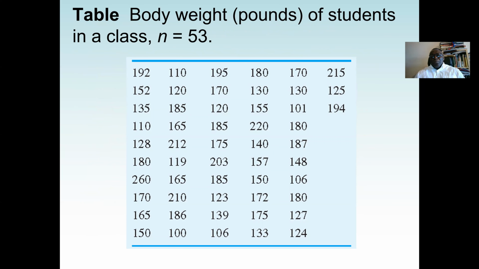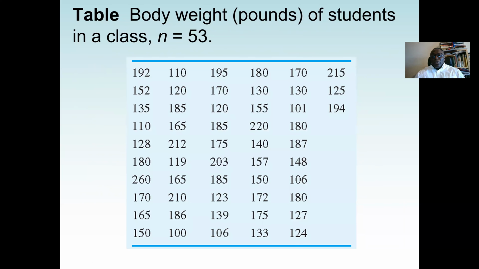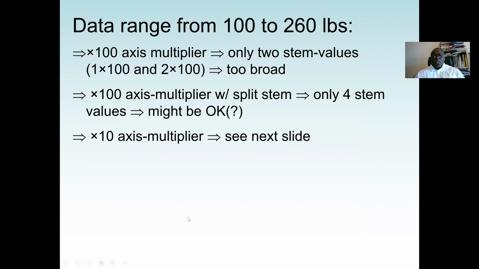So this is another example. We have 53 body weights of students. And we can plot it, but now we have 3 digits. The minimum should be somewhere around 100. The maximum is 260. So it's like 100 to 260.